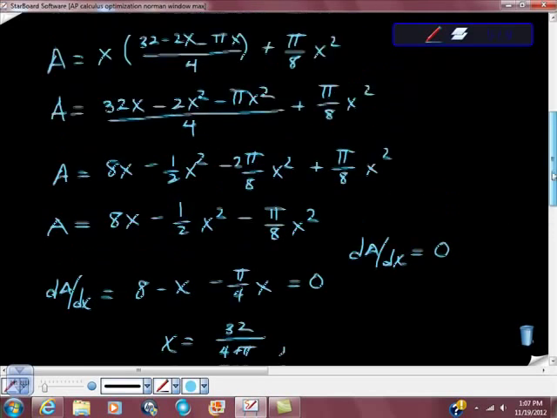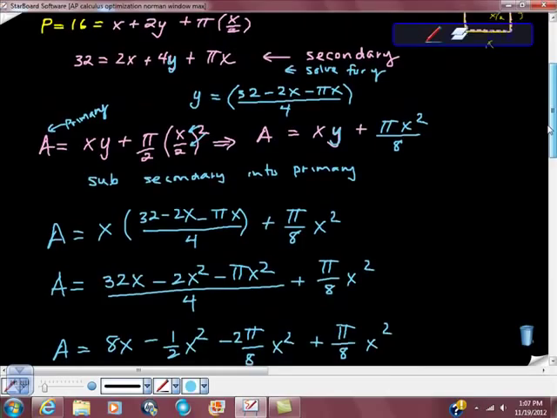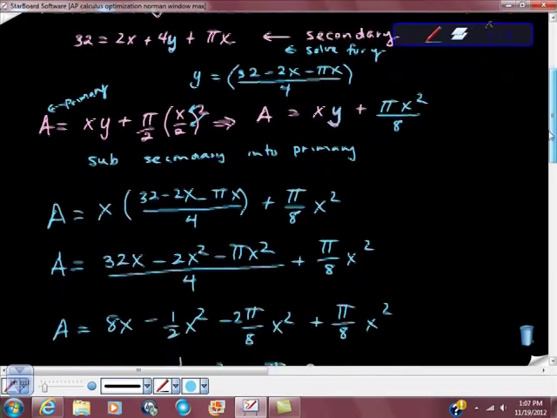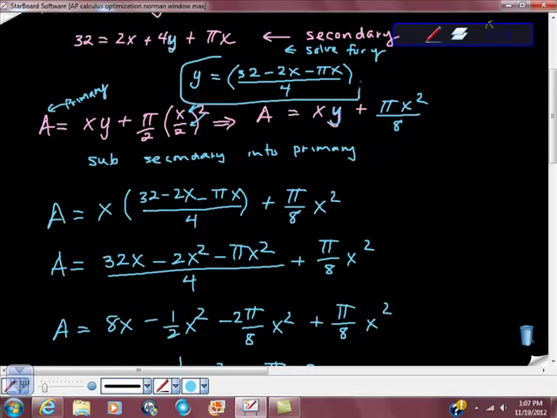And then we know that y, where's our value of y? We solved for y somewhere. y was this. I substitute that value of x back into here so we could get our dimensions.